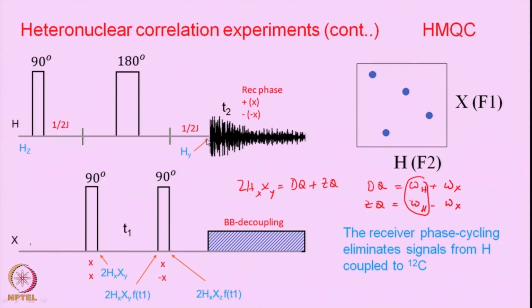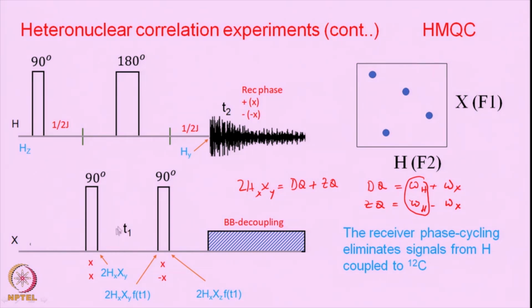2HXSZ will evolve into Hy. Of course this Ft1 will remain there. Now this Hy is now in-phase magnetization of proton, therefore we can actually collect the data and decouple the X during this acquisition time. Okay. So now what we have achieved is that we have only chemical shift information in the T1 period.